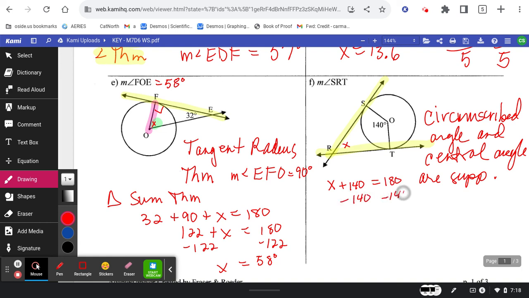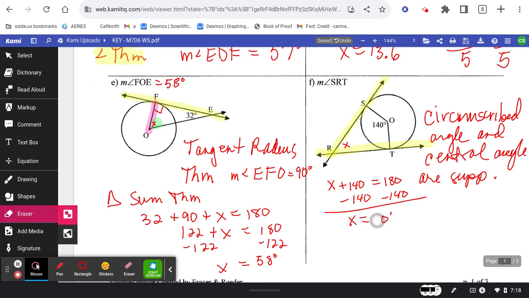That's it. These look scary. They have a lot of words, but they're not bad. What'd you think? 40 degrees.